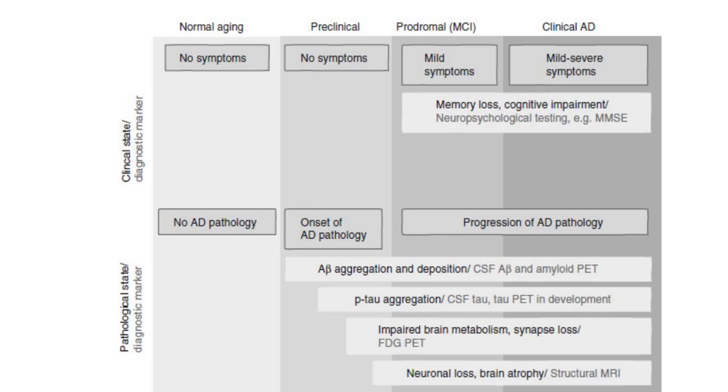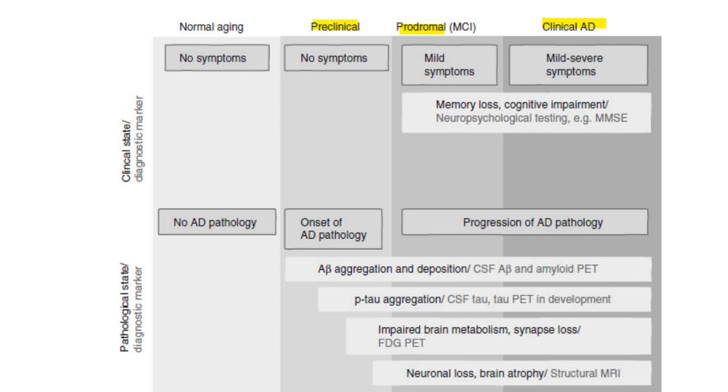This is from your book, which is there from Sardar Patel University. I am not repeating, but more or less normal aging, you have preclinical, you have MCI, that is the mild symptom, and finally the clinical Alzheimer's disease. So, no symptom in preclinical, mild symptom in prodromal, and clinical, very severe symptom. Which are the symptoms in mild and severe?